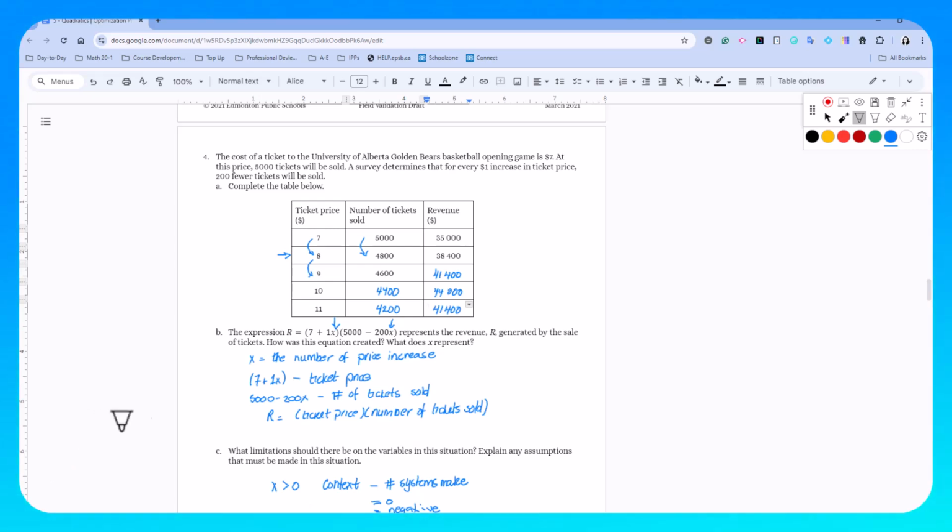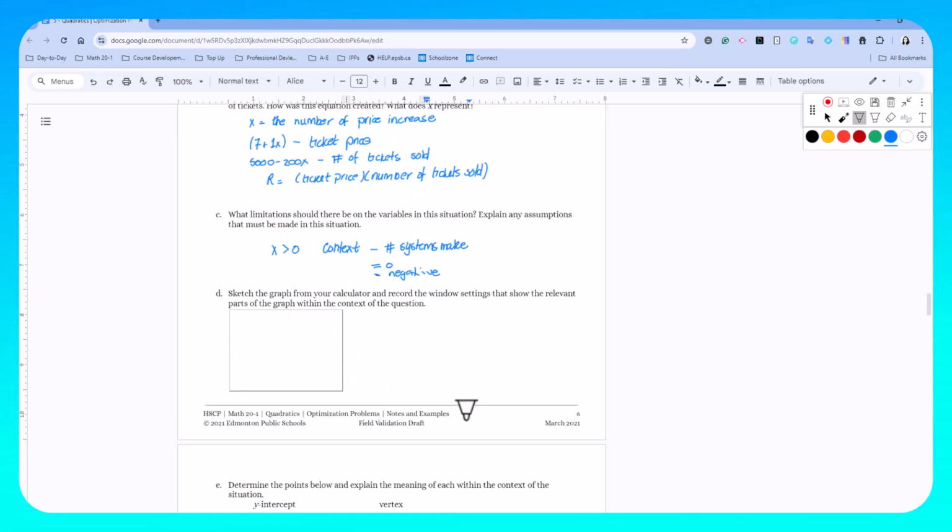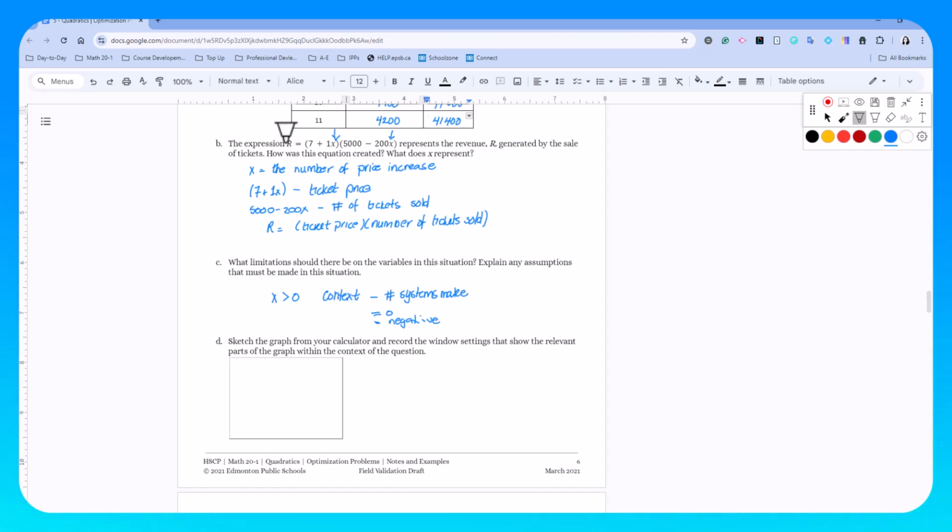Now, the last part of the question asks us to sketch the graph from your calculator and record the window setting. And I want you to give this a try. I want you to put in r equals (7 plus 1x)(5,000 minus 200x), and I want you to play with the window settings. It's going to take a little bit to get there. So pause the video. When you get it all set up, come back and see how you did.